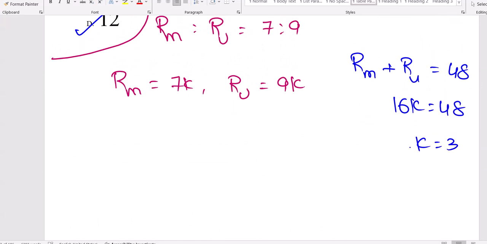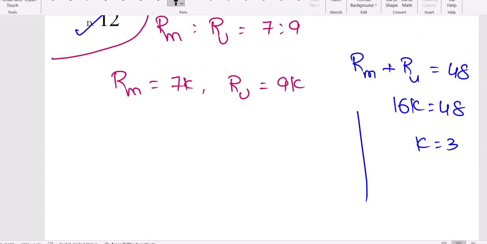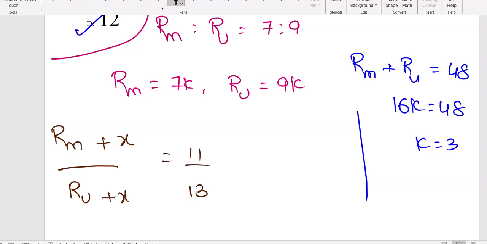Right, next one they said after X years the ratio becomes 11 and 13. So 7K Ram, after X years, right? So Ram plus X, Rupesh plus X equal to 11 upon 13. We know Ram is 7 into 3, 21. Rupesh is 9 into 3, 27, equal to 11 divided by 13.